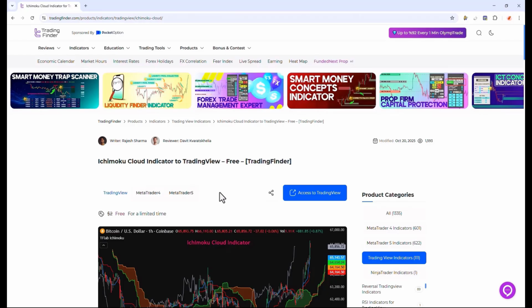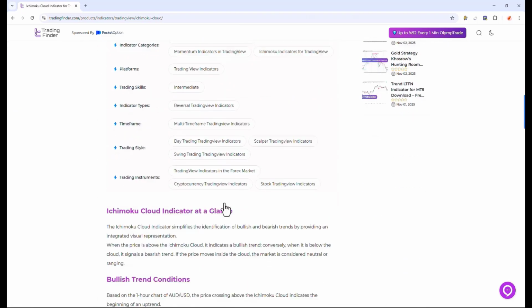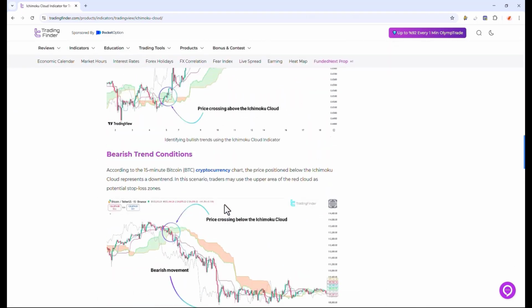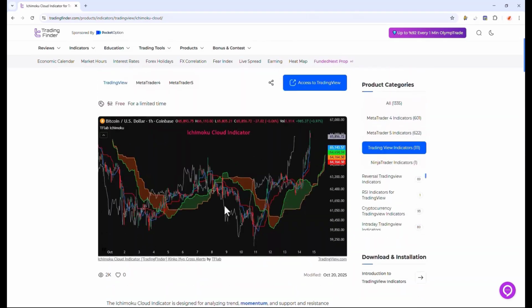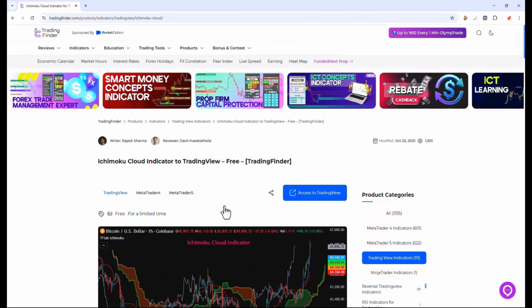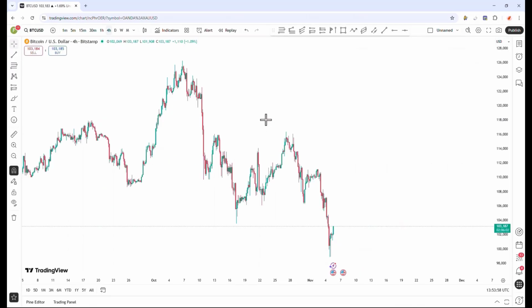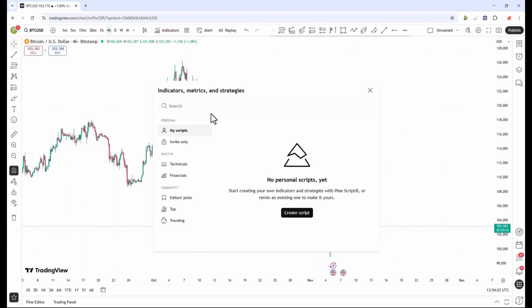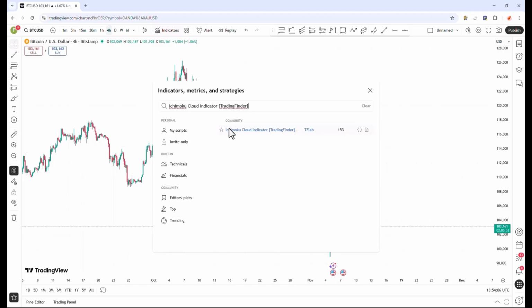The Ichimoku Cloud Indicator is available for various platforms on the TradingFinder website. Traders can access the indicator on the TradingView website from this section, and to learn how it works and how to use it, they can also refer to this page. To access the indicator on the TradingView website, go to the Indicator section, search for the name of the indicator, and by selecting it, you can apply it to your chart.